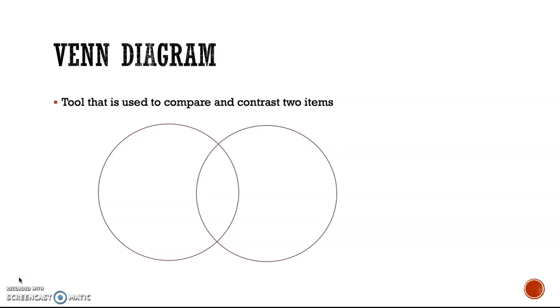One side we put one item, the other side we put the other item, and then in the middle we label as similarities. Differences, or things that are specific or unique to each item, go on the outside bigger circles, and then similarities or things that are the same for each item go in the middle circle.